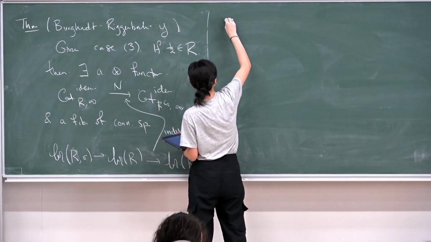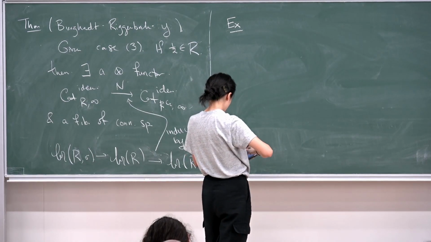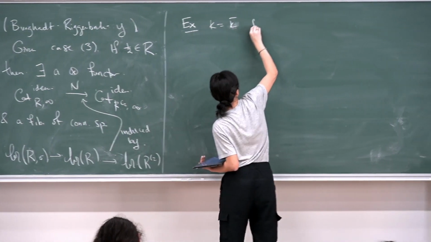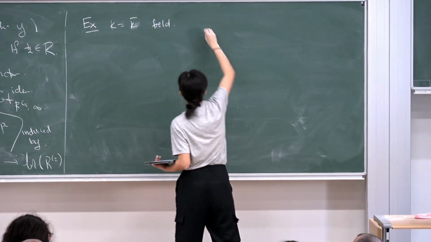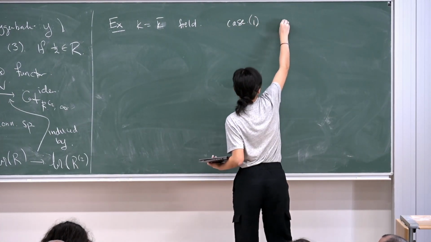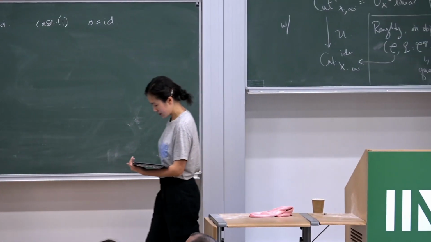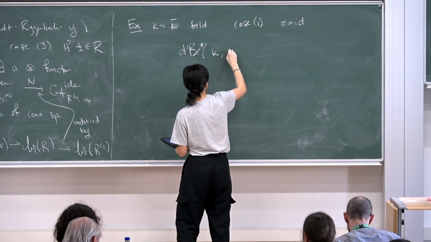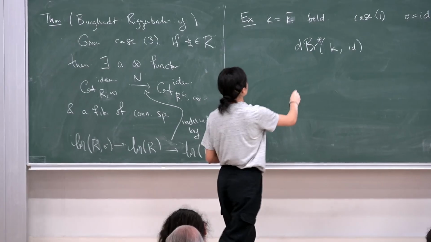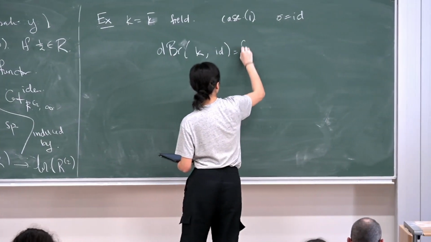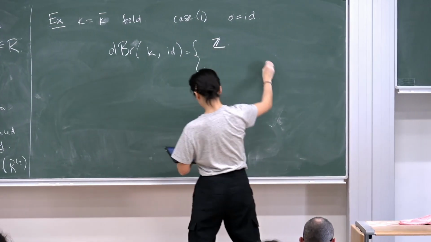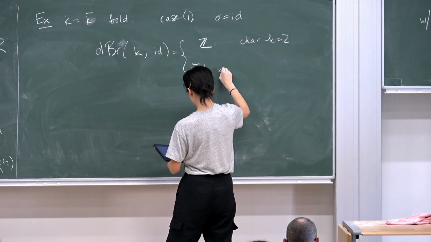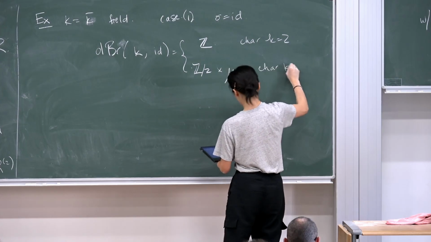Let me just tell you the punchline of this story, which is that if K is an algebraically closed field, and I consider it as case 1, in other words my involution is the identity, then the involutive Brauer group of K, with identity involution, is Z when the characteristic of K is 2, and it's Z mod 2 cross mu_2 when the characteristic of K is not equal to 2.